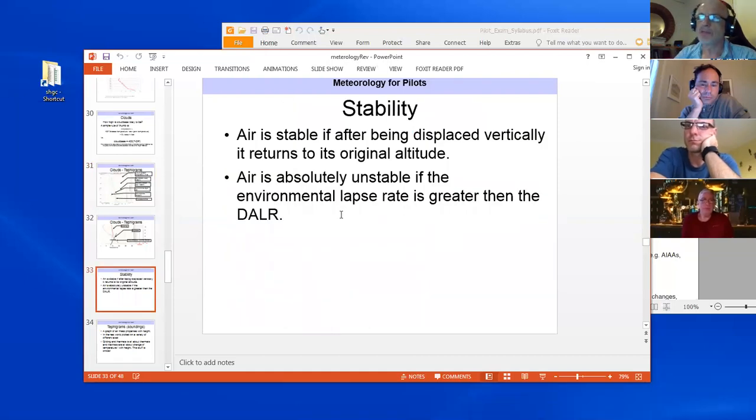So basic stability is based on that: is this parcel of air warmer or cooler than the air around it? You have an inversion. The reason it stabilizes is the air rises, and as soon as it goes above it, it's cooler than this air, so it has to sink. And that's basically what's occurring.